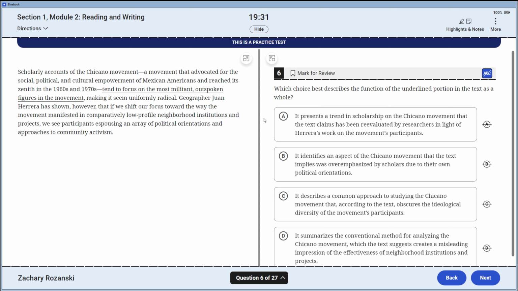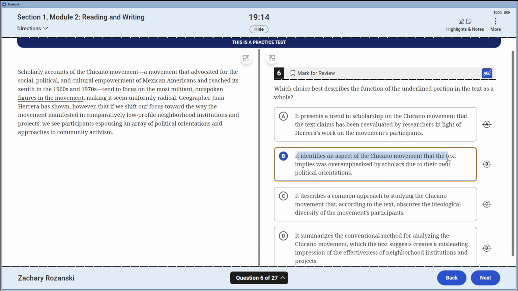Tends to focus on the most militant, outspoken figures in the movement. So this trend, they usually focus on the most militant figures in the movement. It presents a trend in scholarship. I love that first part. Let's see what B's putting on the table in the first part. It identifies an aspect of the movement that the text applies. So both of these are fine.